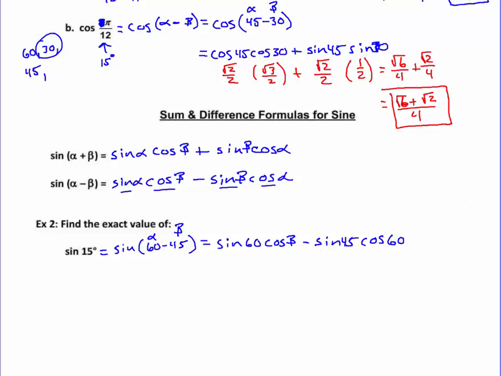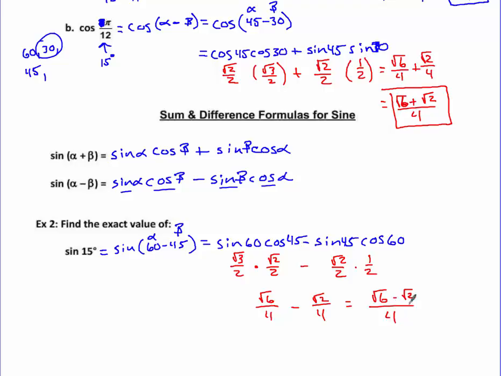And something that I do a lot, because I say these out loud, is I accidentally write the beta. So 45. All right, then we look at our unit circle. We say, what's the sine of 60? Square root of 3 over 2. What's the cosine of 45? Square root of 2 over 2. Those get multiplied together. Minus square root of 2 over 2. Cosine of 60 is 1/2. So we get square root of 6 over 4 minus square root of 2 over 4. Square root of 6 minus square root of 2 over 4.